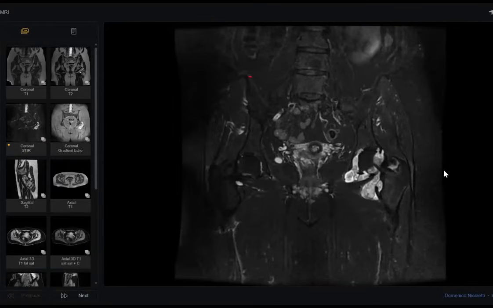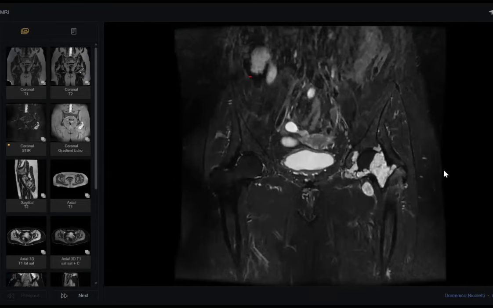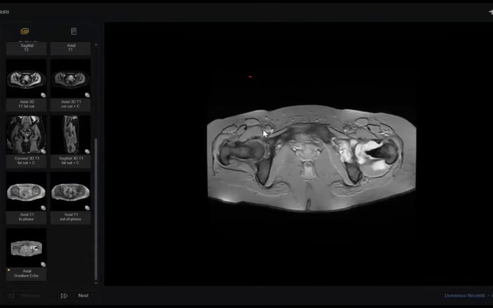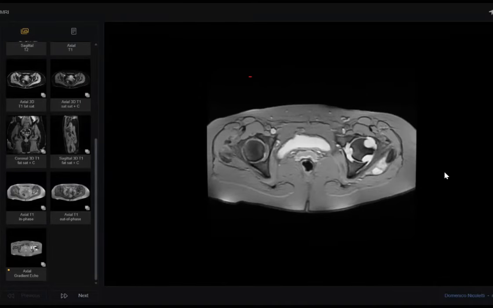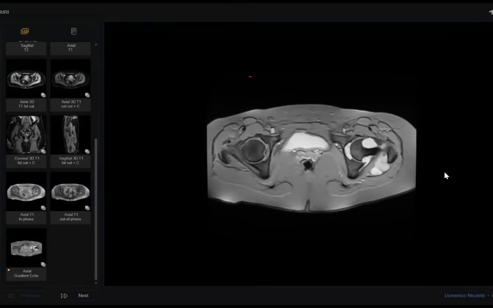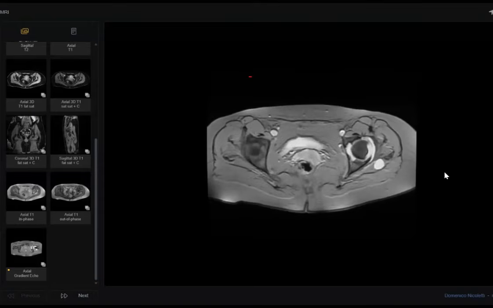Is there any possibility of nerve sheath related tumors? Can I see the susceptibility weighted image? On the gradient echo, no areas of signal loss are noted.